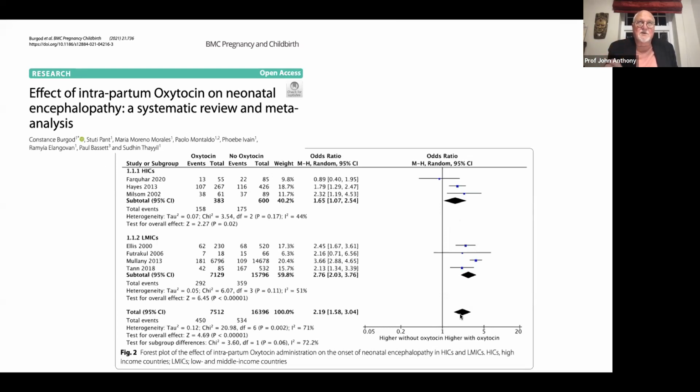So the use of oxytocic drugs carries with it the need to carry out continuous electronic fetal heart rate monitoring whilst you're using it. And if there are abnormalities, they need to be recognized timeously, and the appropriate management needs to be taken, including the withdrawal of these drugs.